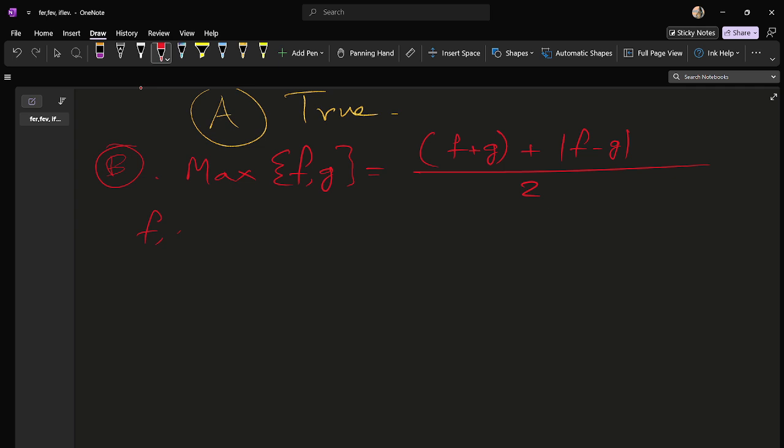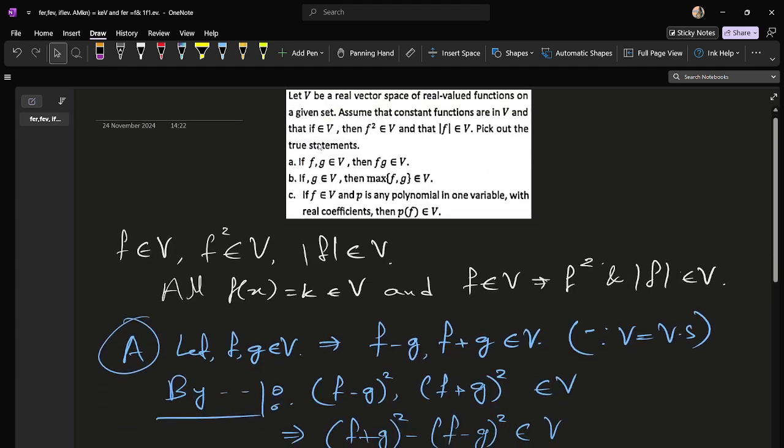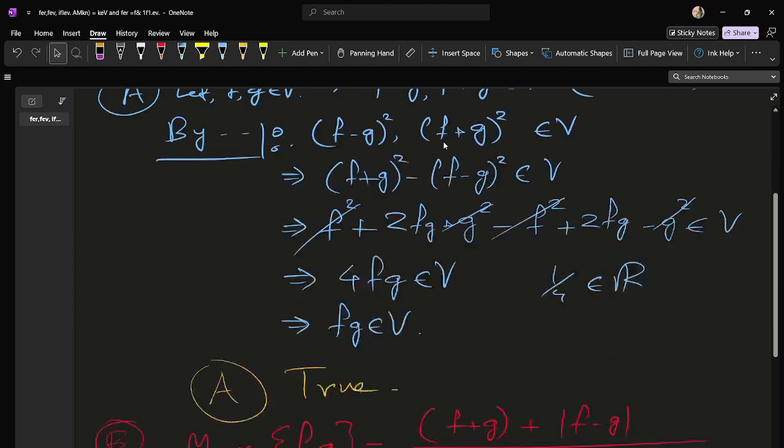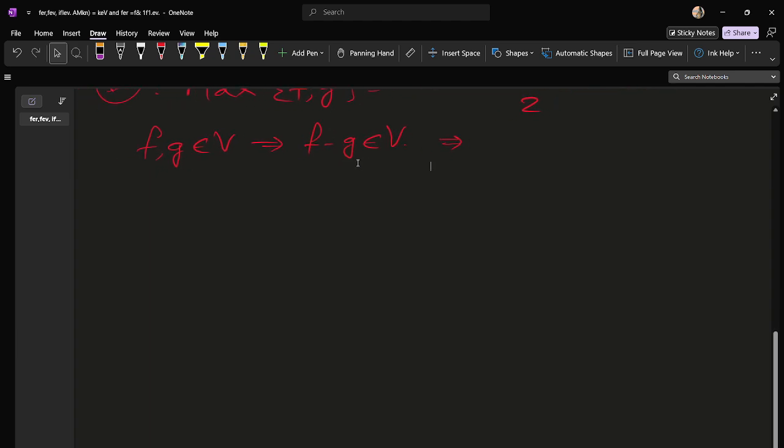So f and g belong to V, so f minus g will also belong to V. Now, as they told in the question that if f belongs to V, then mod of f will also belong to V. So as we got f minus g belongs to V, by this conclusion we can easily imply that f plus g will belong to V.